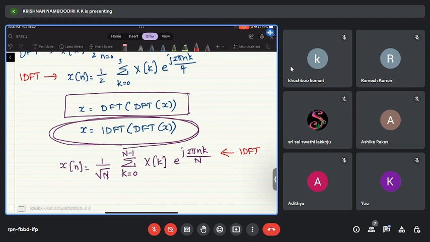So now what will I do? If I do x of minus n, I can write it like this: 1 by root N, k equal to 0 to N minus 1, x of k e power j 2 pi into minus n into k divided by capital N. Can I write like this? Because wherever I have n, I am replacing n with minus n. Nothing is changing in this case, right? Is it clear?